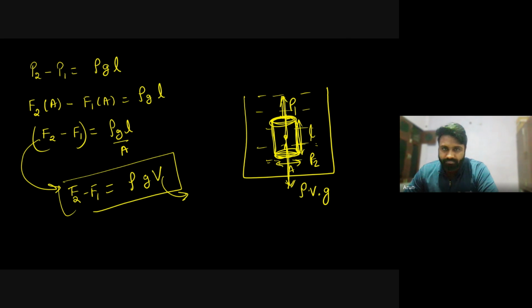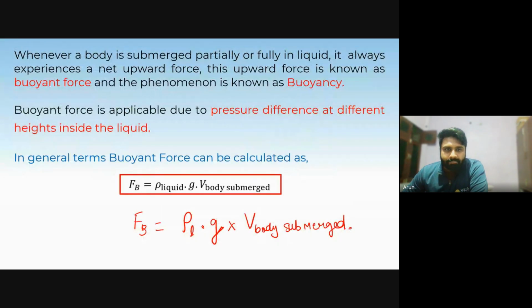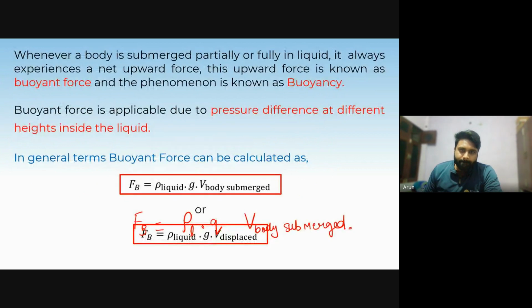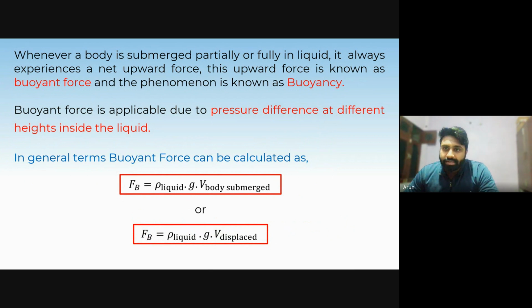Got it? So the buoyant force depends on the density of the liquid, whether the liquid is dense or rare, and the volume of the body that is submerged in the liquid. Another formula that you can use is density of the liquid times gravity times volume of the liquid displaced.